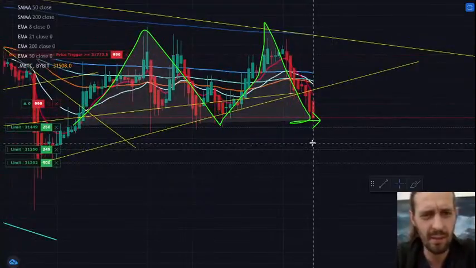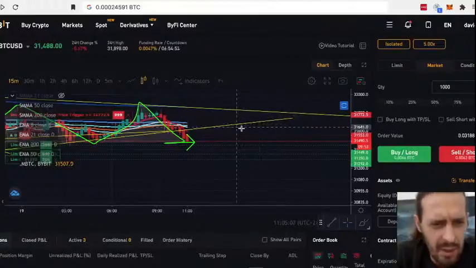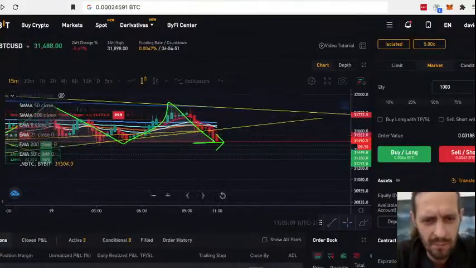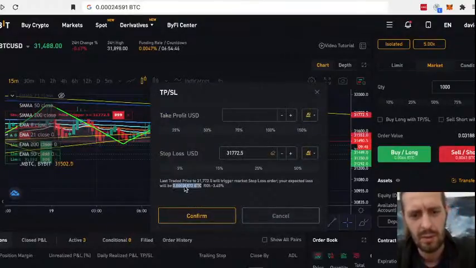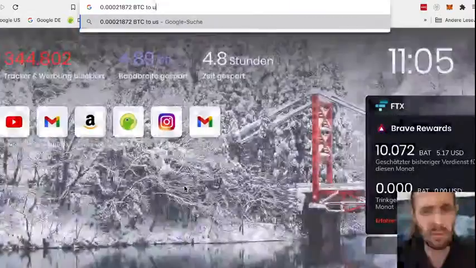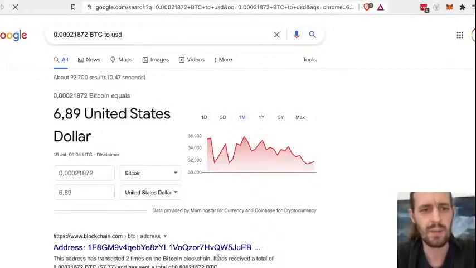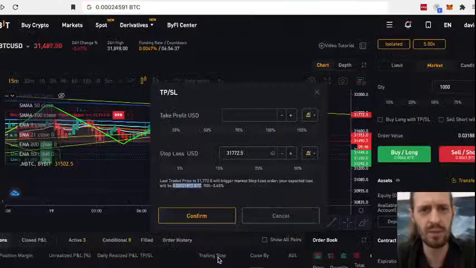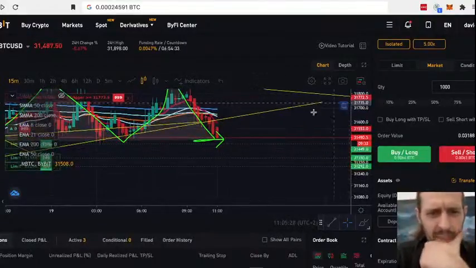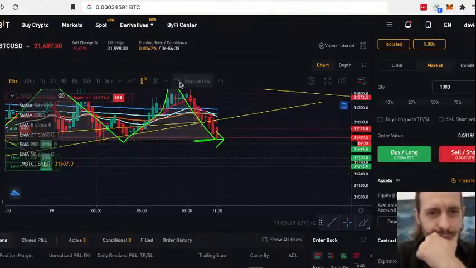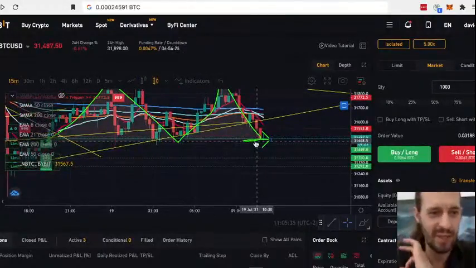But okay, it's not much money that I lose. I'm just playing around with it, testing my strategies. Let's see how much I would lose if the stop loss would hit. It would be something like, yeah, $6-7. It's just little. I know it's tiny, but I'm playing with this. I'm very careful actually right now.